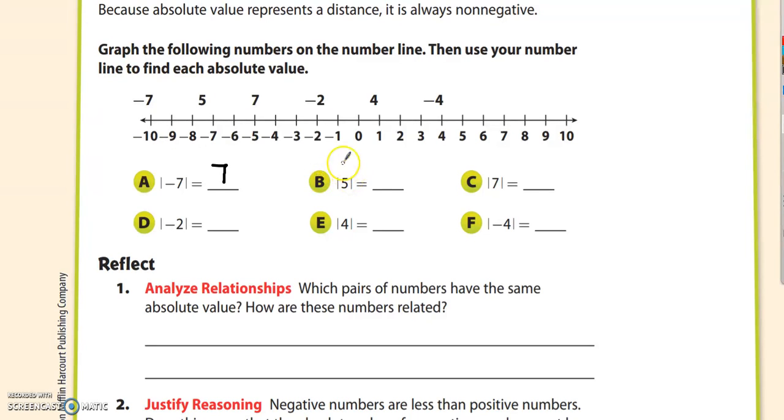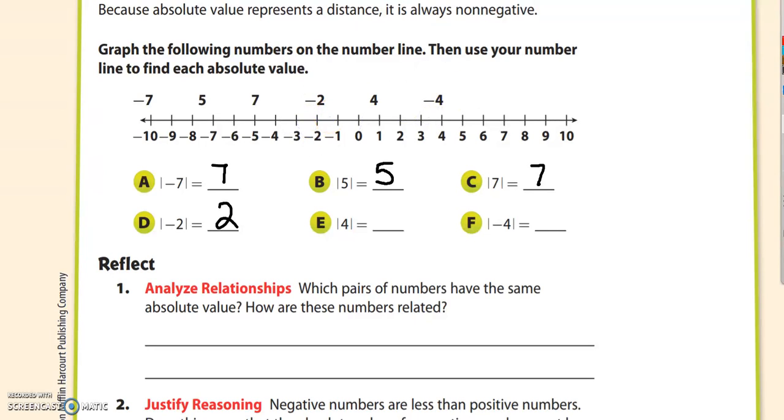Question B is +5, so it's number right here, +5. I'm going to graph +5 right here. It is 1, 2, 3, 4, 5. It is 5 spaces from 0, so the absolute value of 5 is 5. Question C is +7. 7 is 1, 2, 3, 4, 5, 6, 7 spaces from 0. So the absolute value of 7 is 7. We've already done that answer once before, but that's okay. Question D, -2, is right here. I put a dot, and then I count to get to 0. 1, 2. -2 is 2 spaces from 0.